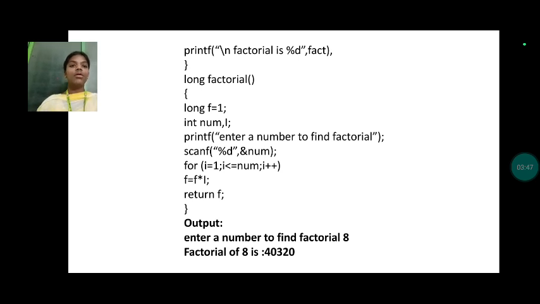The statements under the function definition are: long f equals 1, int num, i, printf enter a number to find a factorial, scanf %d &num. For i equals 1, i less than or equal to num, i plus plus, f equals f into i, return f. When we return, it goes to the function call and the statement printf "\n factorial %d" is displayed. Output: enter a number to find factorial: 8. Factorial of 8 is 40320.